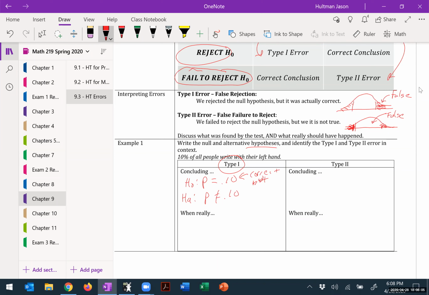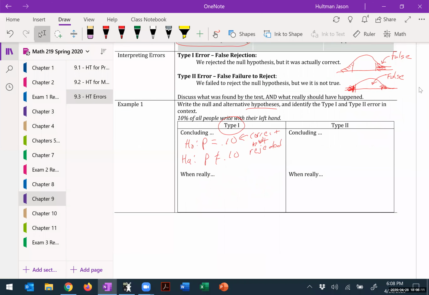This was actually correct, but rejected. So down here, I'm going to say we would conclude that the proportion was not 10% when really it is 10%. So that's type 1 error.